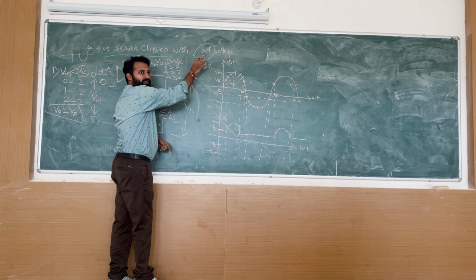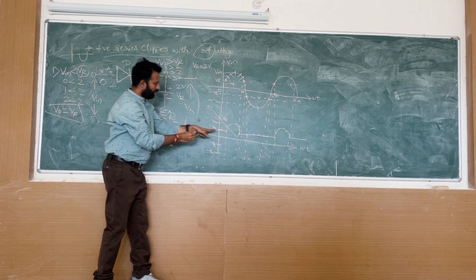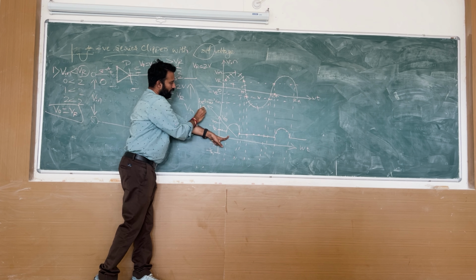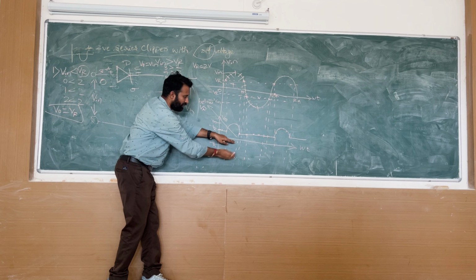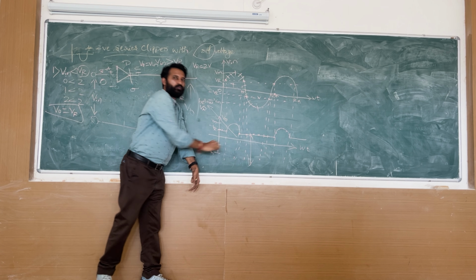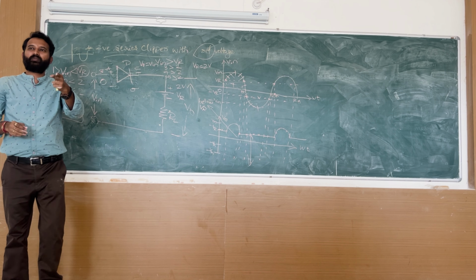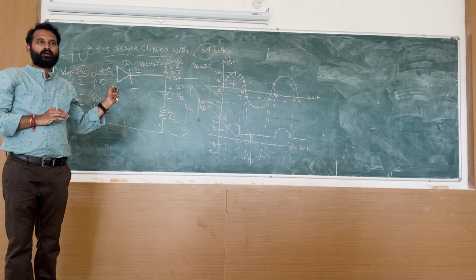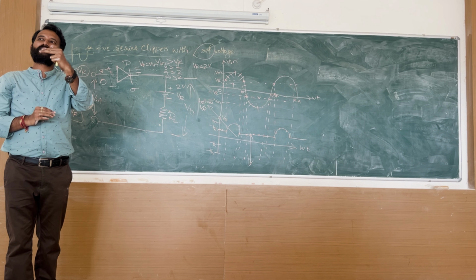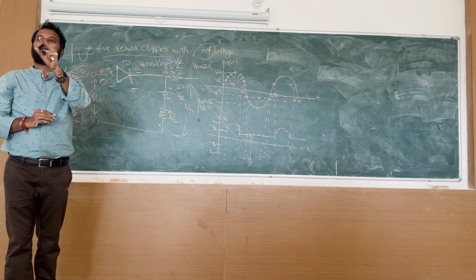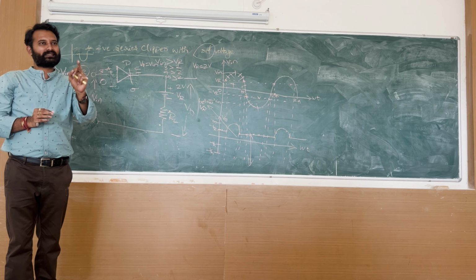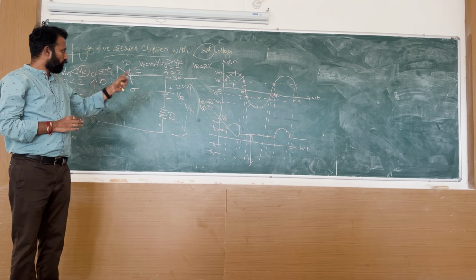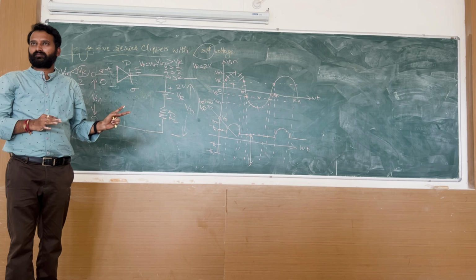So what do you mean by this? A negative series clipper with reference voltage will remove the portion below VR. Whatever portion is below VR gets removed, cut, clipped off. Understandable? Clear? If the input voltage is greater than VR, then only it is under forward bias. If it is less than VR, it is under reverse bias. Hope that is understood clearly?